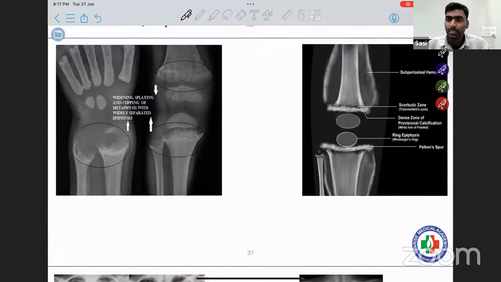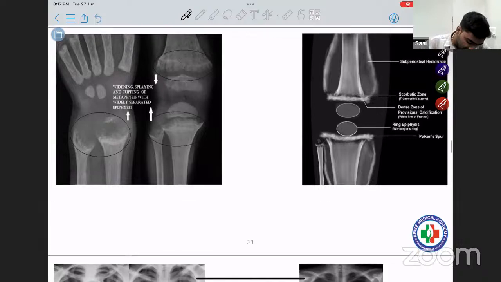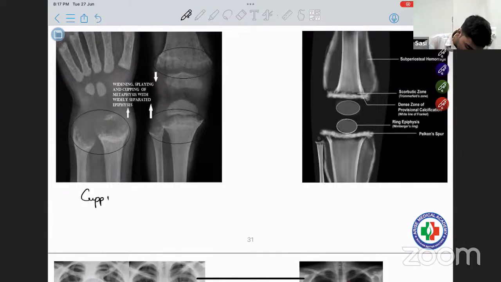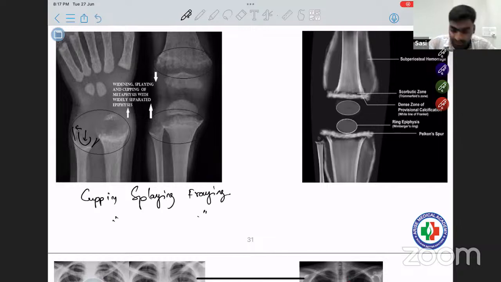If you see this, in the case of deficiency, in which you will see cupping, and splaying and fraying, meaning there will be formation of this cup, and widening along with this elongation over here, which is known as splaying. So cupping, splaying and fraying. These three are typically seen in a case of which deficiency? It is seen in vitamin D deficiency, which is known as rickets.